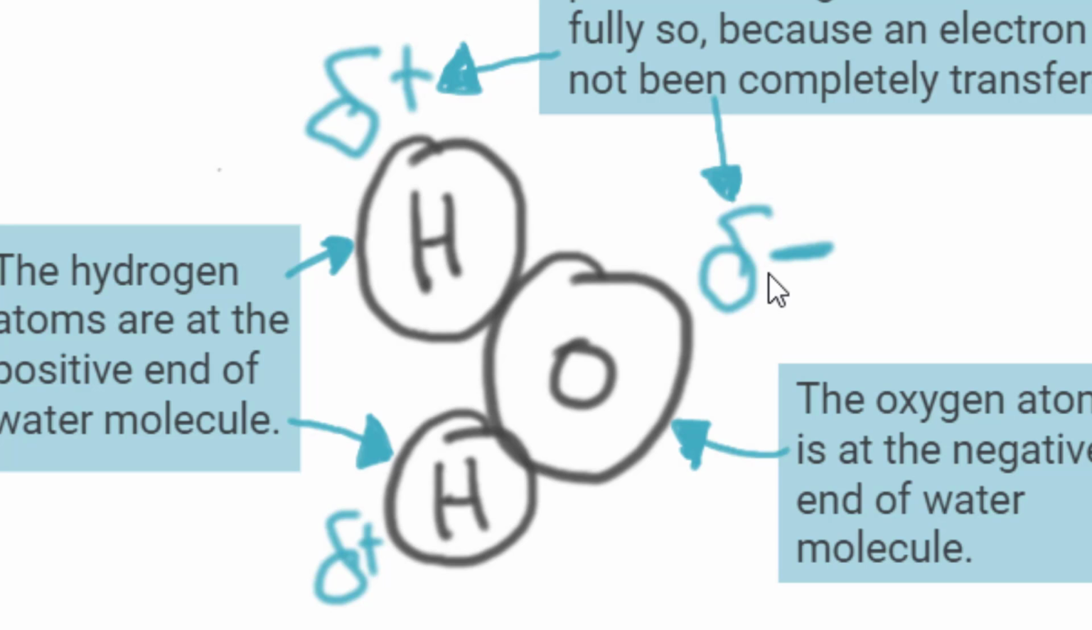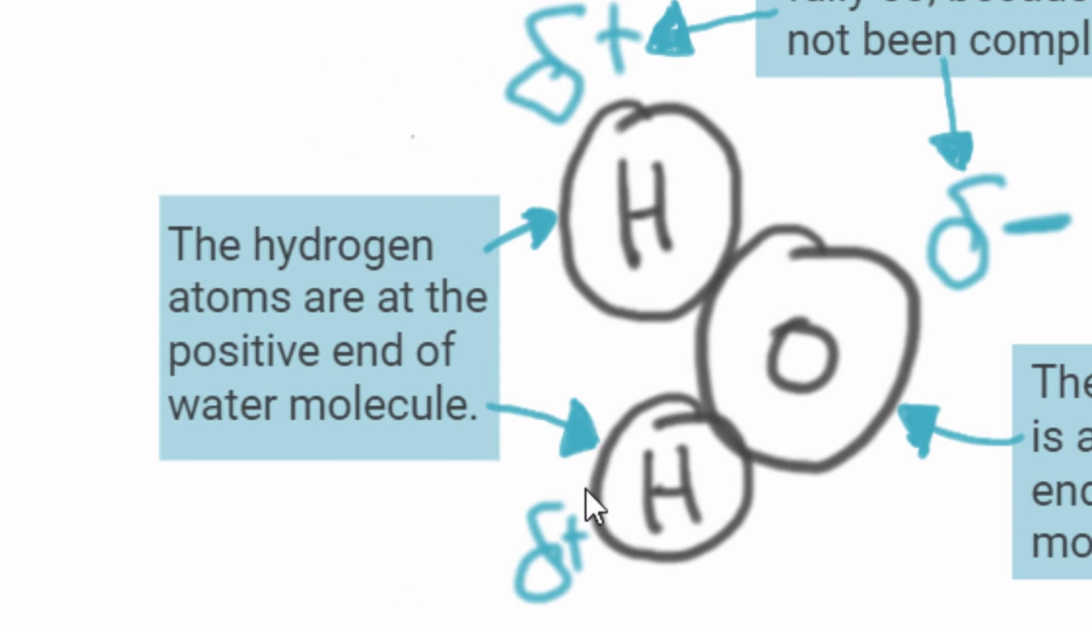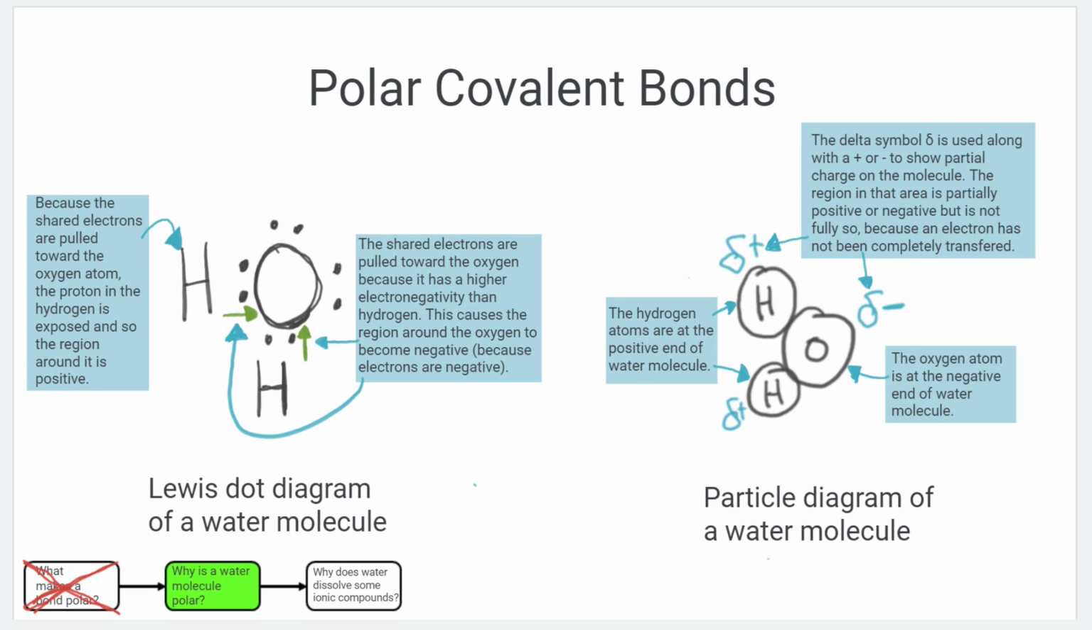Because they're moved closer to that atom, that means that they're moved away from another atom, and that atom would be hydrogen, and the hydrogen atom is slightly positive. That proton in the center of the hydrogen atom is now exposed because the electrons are pulled away from it. So it's sticking out from the molecule a little bit and making that end positive. Because you've got a negative end and a positive end to a water molecule, it can do some interesting things. I think they're interesting.